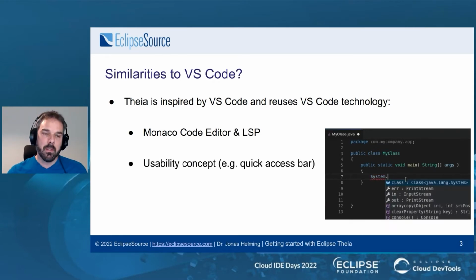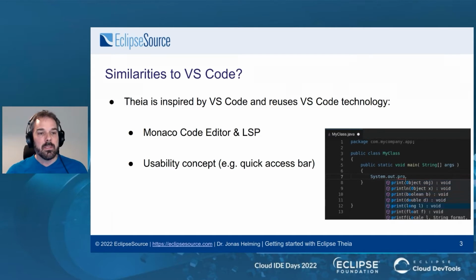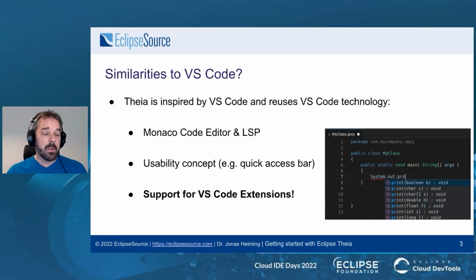The usability concept I just mentioned, for example, the quick access bar and a lot of other stuff like commands, it's all the same. And the reason for that is Theia was created after VS Code was done, to add some advantages to it. But the usability concepts in VS Code are great. It's worth mentioning that we are talking about the standard usability concept of Theia. And with Theia, you can adapt it quite a bit depending on your own project requirements. And last but not least, Theia supports VS Code extensions.